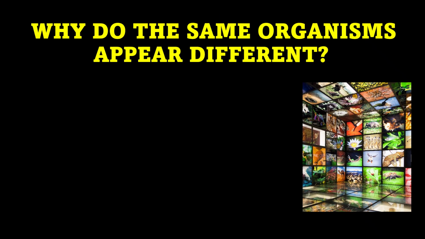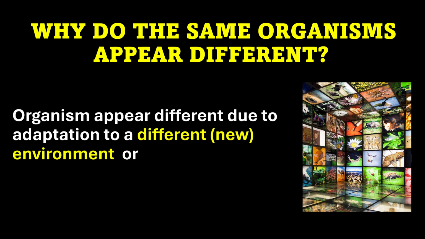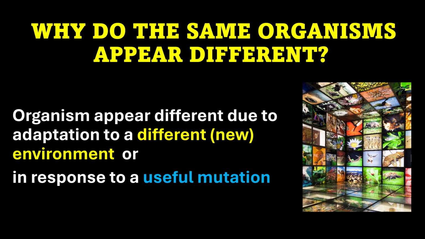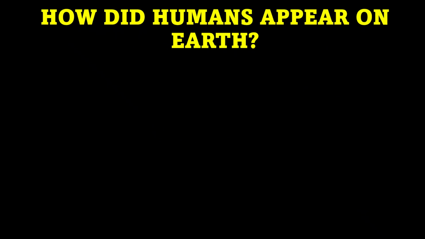Then we look at the next question. Why do the same organisms appear different? The reason is this: organisms appear different due to adaptation to a new or different environment, or in response to a useful mutation.